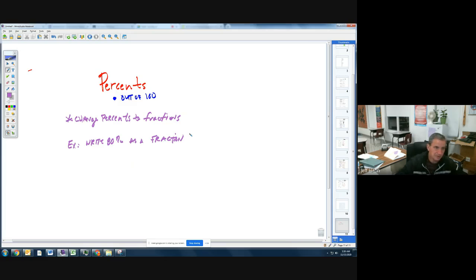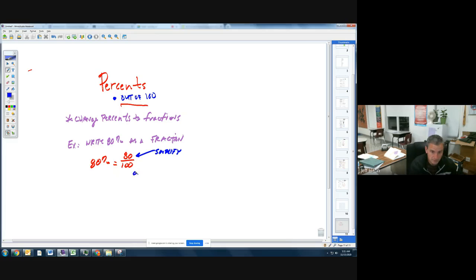Now watch how incredibly easy this is. First of all, since percent means out of 100, if you have 80%, that simply means 80 out of 100. So looky there, there's your fraction. Now the only problem, sixth grade, is that always with fractions we have to simplify. And to simplify this means to reduce 80 over 100.